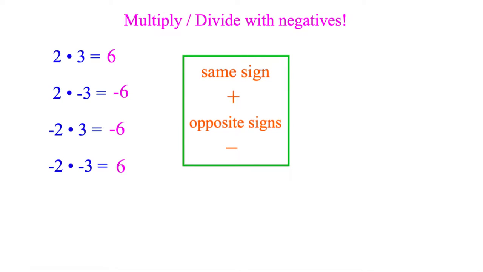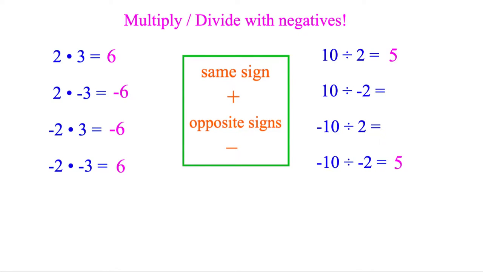What's super nice is it's the exact same rule for division as well. So once again, the top one's positive, that bottom one's positive, but the middle two, where you only have one negative, that's where you get your negative answers.